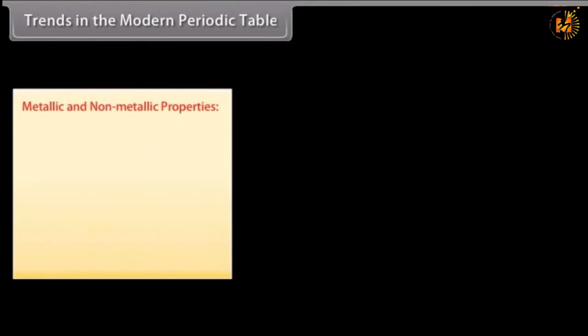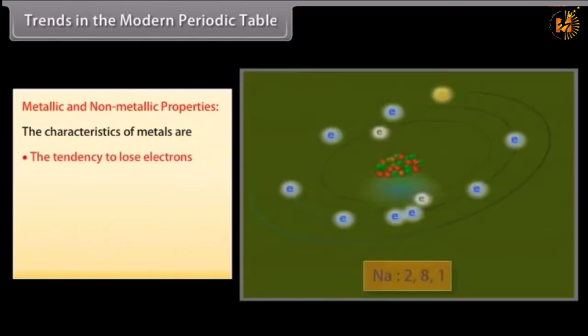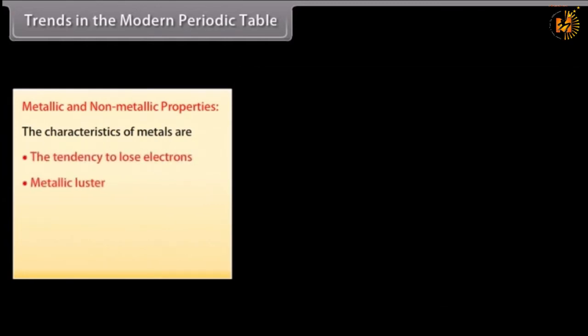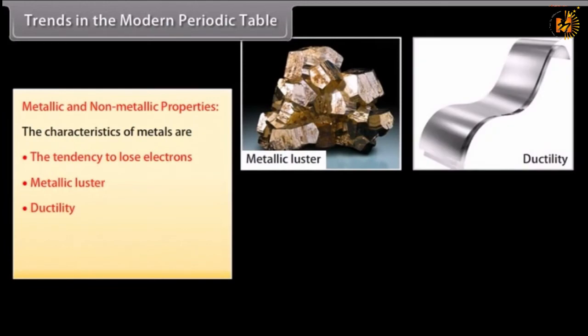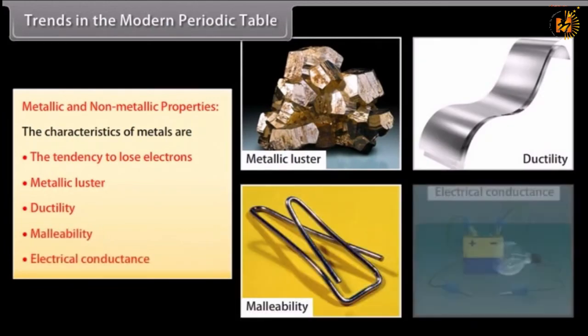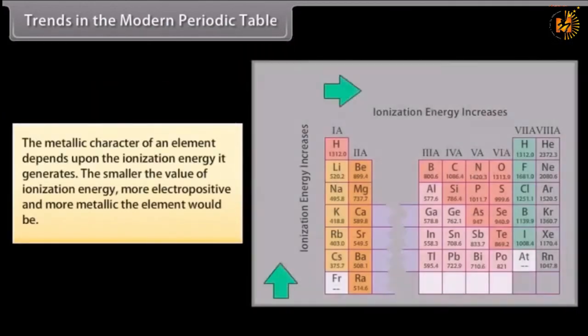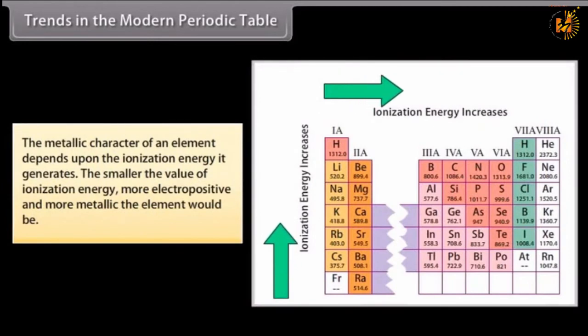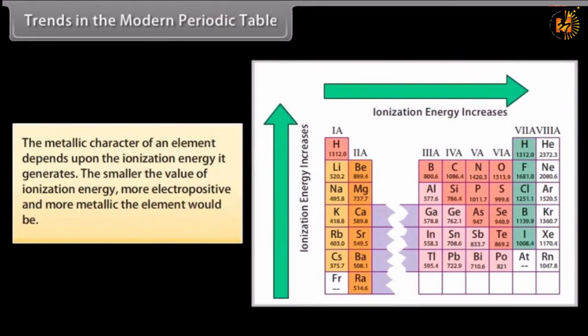Metallic and non-metallic properties. The characteristics of metals are its electropositive character, which means the tendency to lose electrons, metallic luster, ductility, malleability, and electrical conductance. The metallic character of an element depends upon its ionization energy. The smaller the value of ionization energy, the more electropositive and more metallic the element would be.